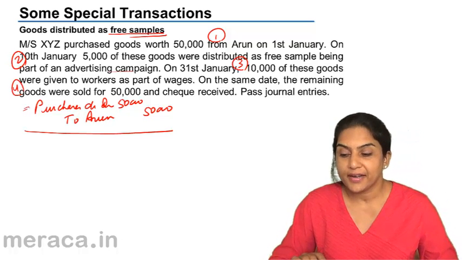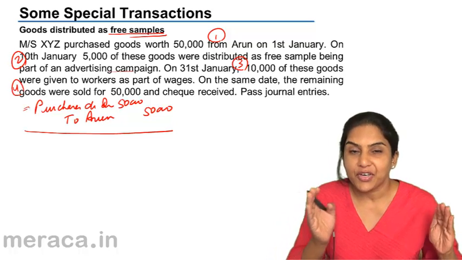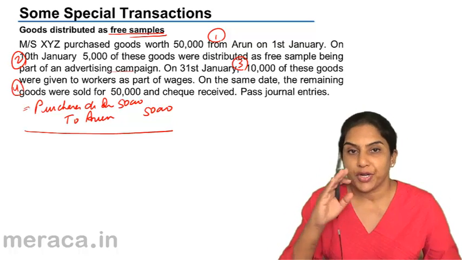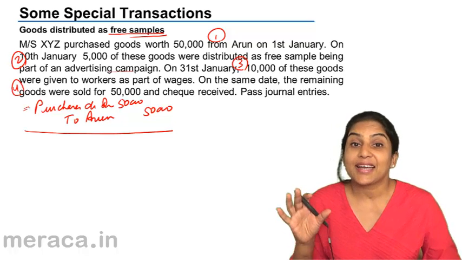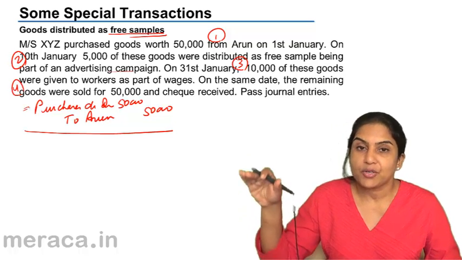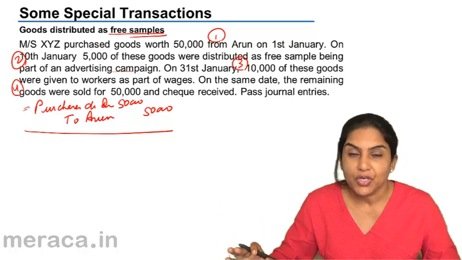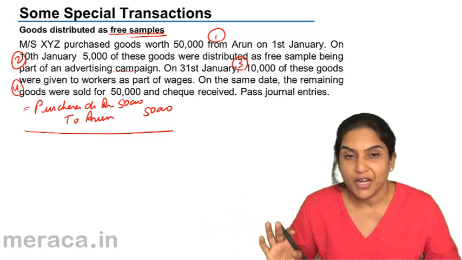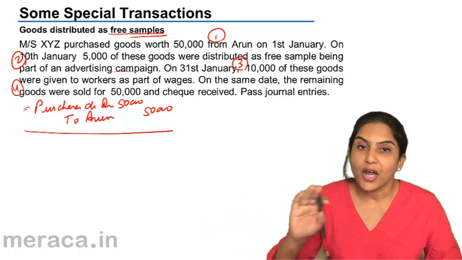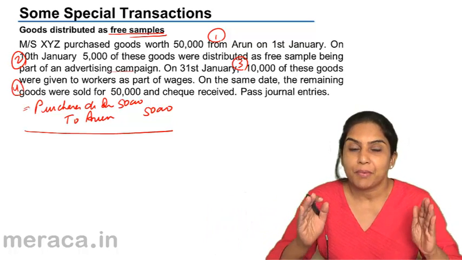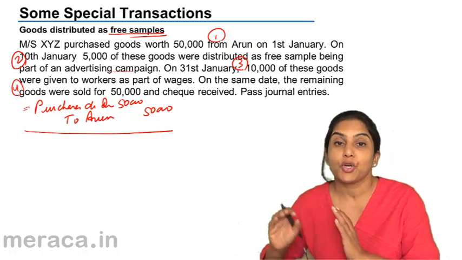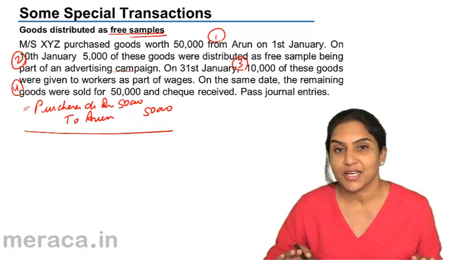So what is the entry for this? We say advertising. There is an increase in the expense of advertising. Therefore, debit advertising. And credit purchases, because the purchase expense has come down. These goods which were purchased are now no longer available for sale. They have gone out from purchase. What is purchase? Purchase is those goods which we expect to sell and get the benefits in the current year.